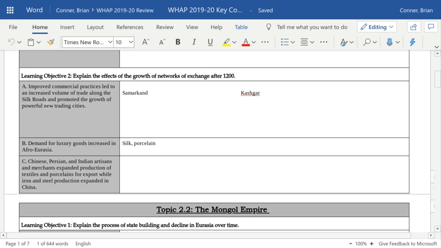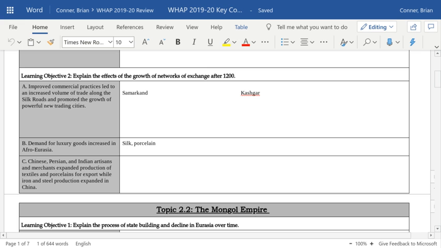And then for C, this is kind of a self-explanatory point. I don't have any specific evidence for it, but Chinese, Persian, and Indian artisans and merchants expanded production of textiles and porcelains. You can take that back to B with the demand for luxury goods. And you can also reference silk as a textile and porcelain being what it is. Those things are for export, while iron and steel production expanded in China.